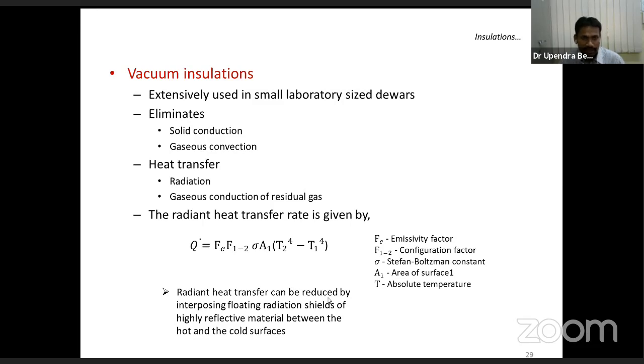And the rate of radiant heat transfer is given by this equation, considering the emissivity factor and the configuration factor, where sigma is the Stefan-Boltzmann constant, A1 is the area of surface 1, and this is T to the power 4 minus T to the power 4, the temperature difference between the warm temperature and the cold temperature. The radiant heat transfer can be reduced by introducing floating radiation shields of highly reflective materials between the hot and the cold surfaces. When these floating radiation shields come into play in vacuum insulation, that is known as super insulation. We'll discuss it in the next slide.